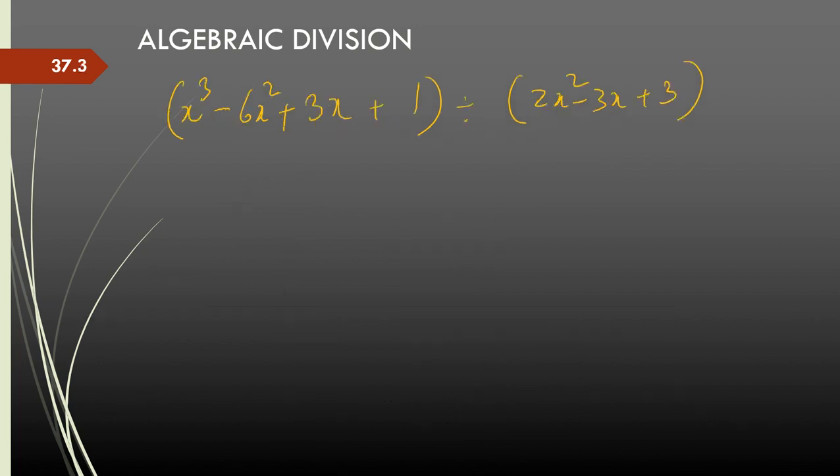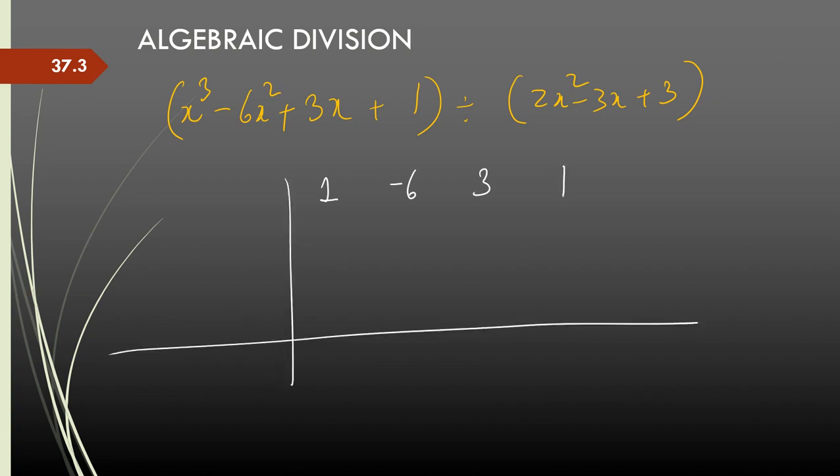The process remains the same irrespective of the number of terms in the dividend and the divisor. Let's take a dividend of a higher order. I can ignore writing the power of x and just write the coefficients. So 1, minus 6, 3 and 1 are the coefficients of the dividend. 2 is the divisor term, minus 3 and plus 3 are the terms in the flag. So 2 terms in the flag, 2 terms from the right is my remainder line.